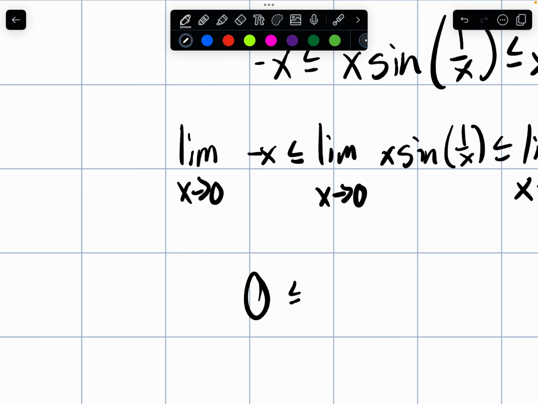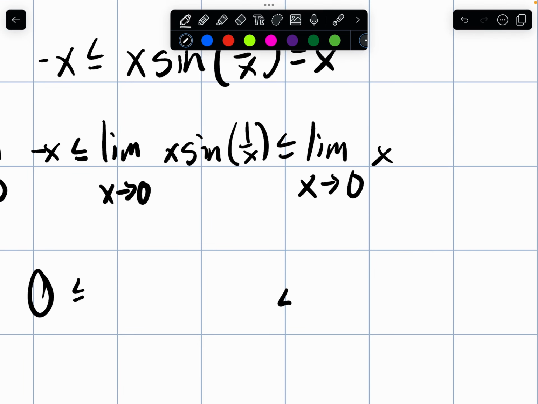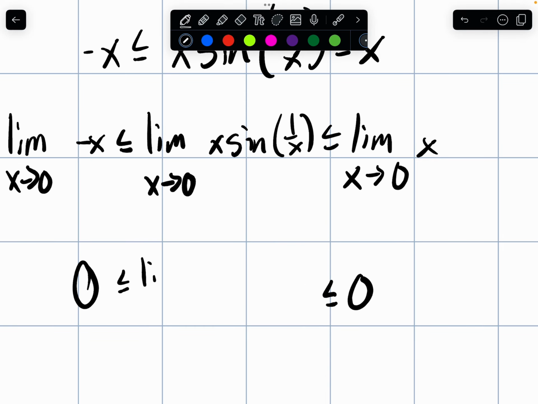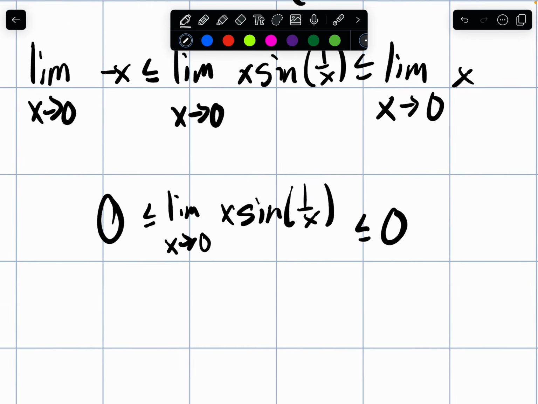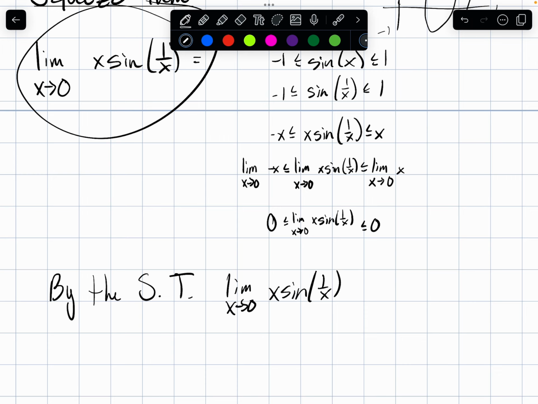So let's notice what happens with this on the left. I know that limit is 0, because I just plug in 0 into here. And I know that this limit over here is 0, because I just plug in 0 over here. So what I can say is that the limit as x approaches 0 of x sine 1 over x is bigger than or equal to 0 and smaller than or equal to 0, meaning that by the squeeze theorem, our limit as x approaches 0 of x sine of 1 over x equals 0. And we're done.